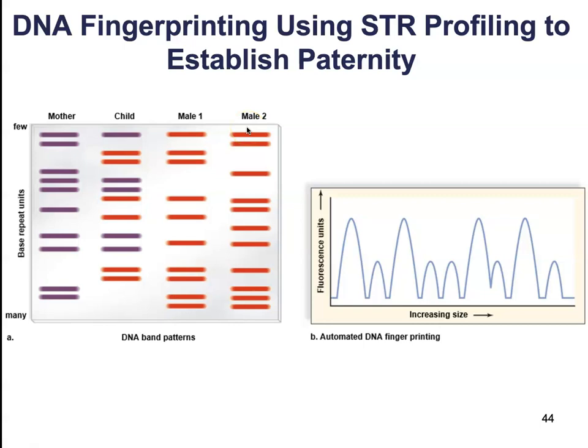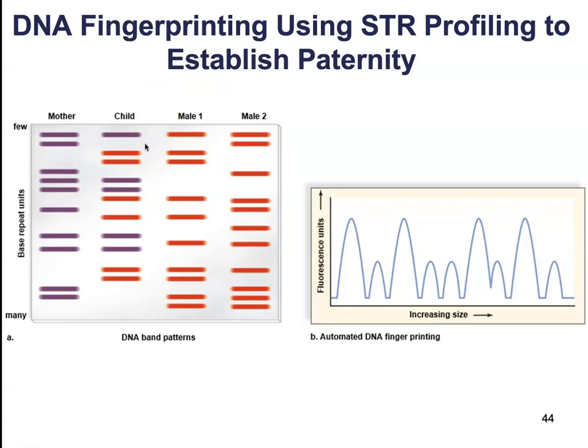Now because the child gets half of its DNA from its mother and half of its DNA from its father, a child's banding pattern should line up with either the mother or father at any given band. We should see each one of these bands in the child appear on either the mother or the father. So this first band that appears on the child matches the mother's band and both fathers' bands. So this is some sort of genetic information that is common to all humans.